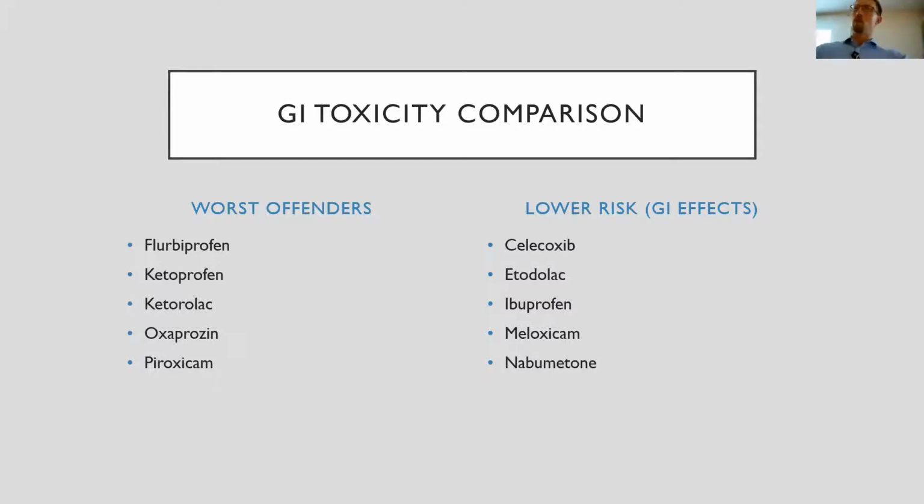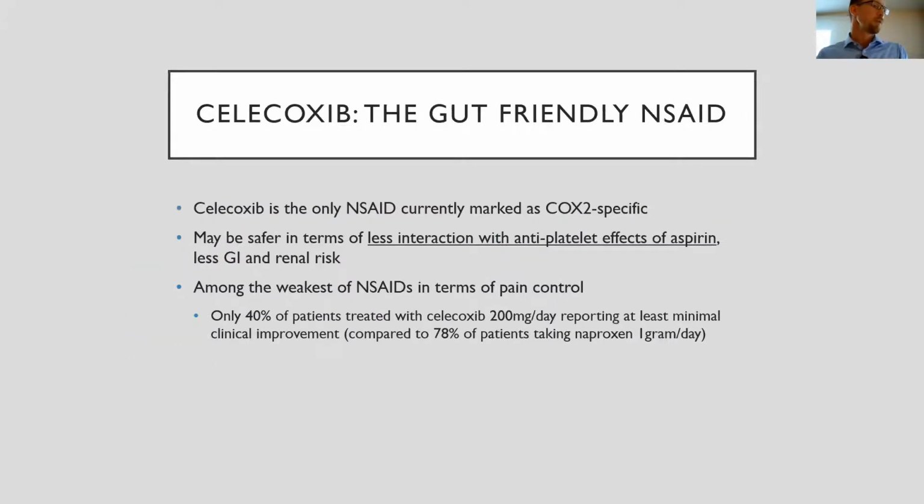Remember when we showed the graph that had it all the way to the one side? It is so COX-1 specific. It is hard on the gut, and especially oral. Taking it more than 5 days can cause an ulceration. So CELECOXIB is the only NSAID currently marketed as COX-2 specific. And it may also be a little safer in terms of antiplatelet drug interaction.